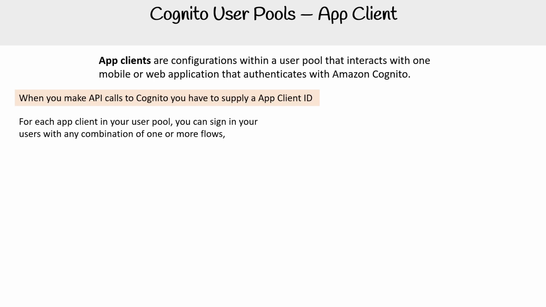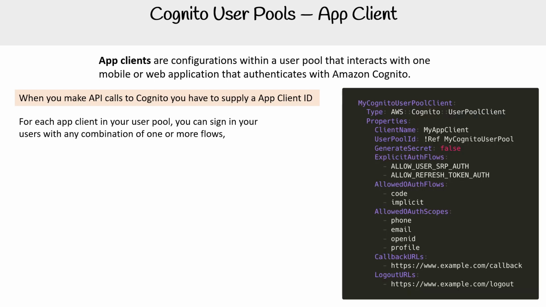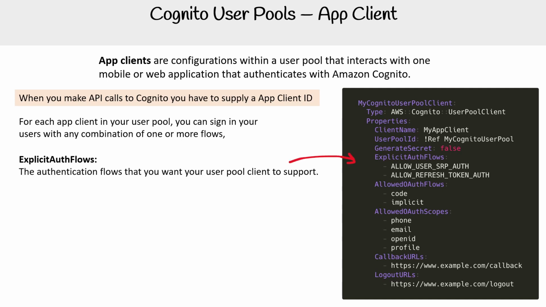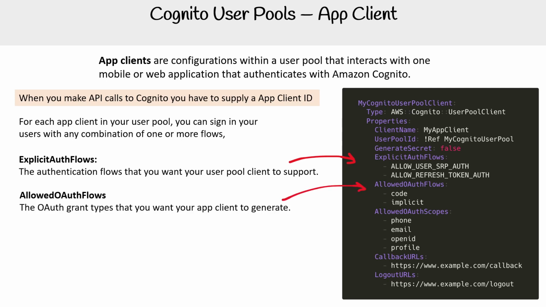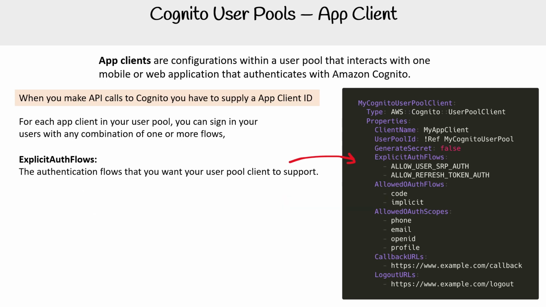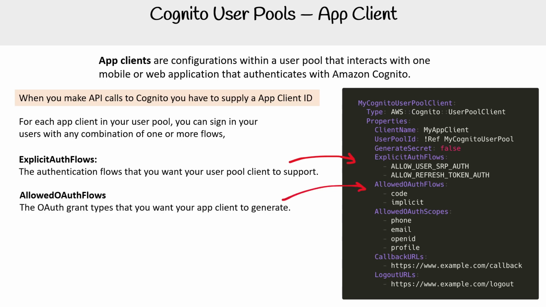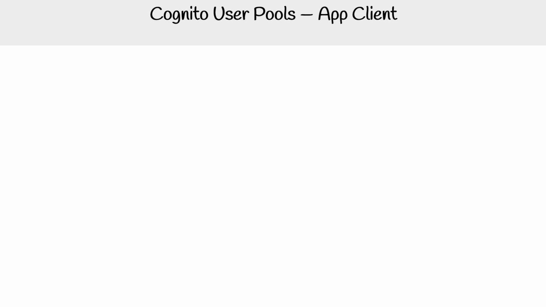For each app client in your user pool, you can sign in your users with a combination of one or more flows. There are a lot of parameters for configuring an app client, but the two that I think are the most important to know in detail are explicit auth flows and allowed auth flows. Explicit auth flows are authentication flows that you want your user pool client to support, and allowed auth flows are grant types that you want your app client to generate. So let's take a look at those in more detail.